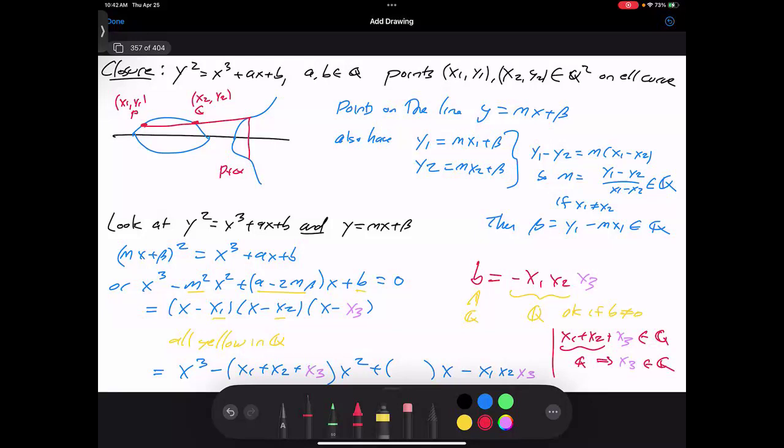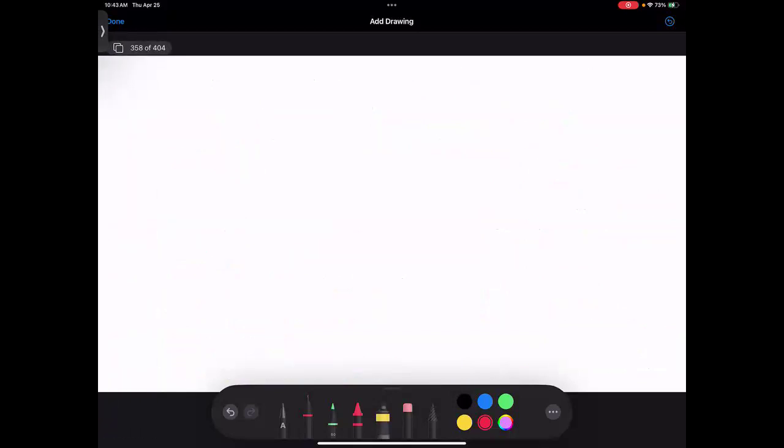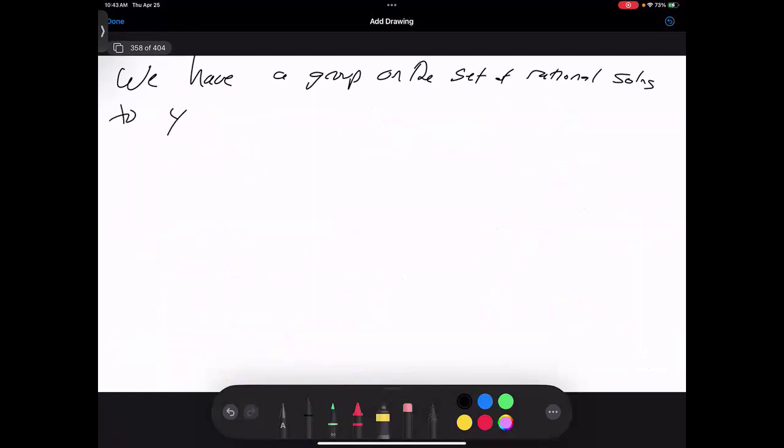And the next level is in the field because part of it was already known and there's only one new thing that emerges. And we want to just keep controlling which new things emerge. So this shows closure. So it turns out there is a group on the set of rational solutions to y squared equals x cubed plus ax plus b with a and b rational.